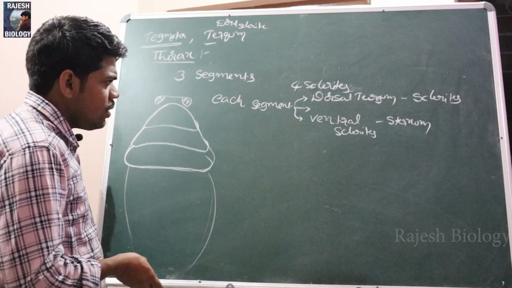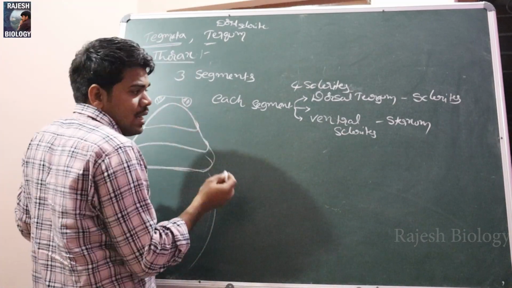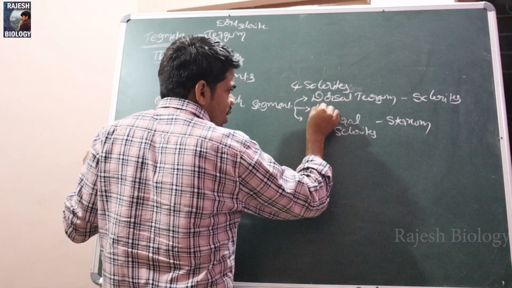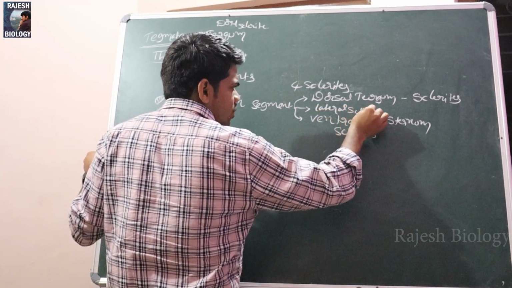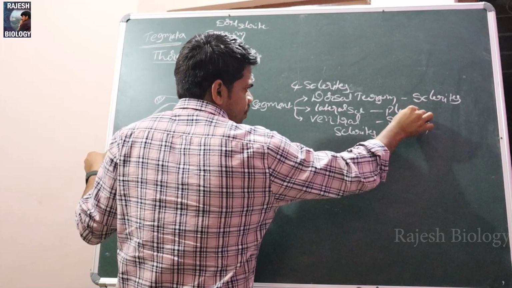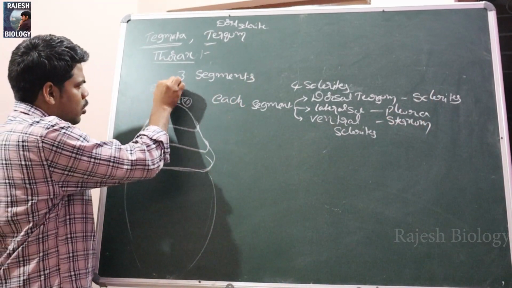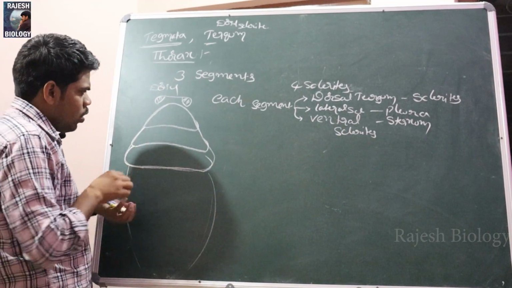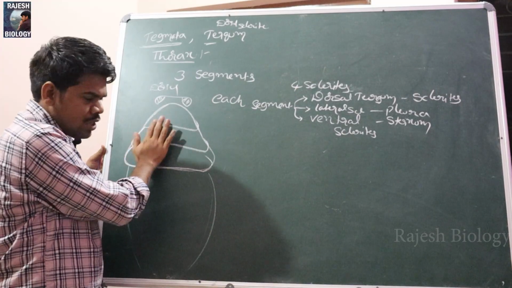So dorsal tergum, ventral sternum, and the lateral sides are called pleura. Lateral sclerites are called pleura. So this is the dorsal view. All these are the tergites. It is called dorsal tergum.